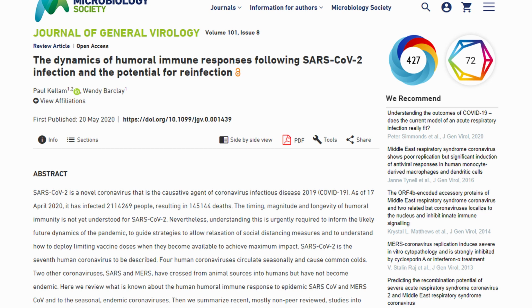The authors of a review published in the Journal of General Virology earlier this year summarized some of the data obtained in regard to antibody responses to SARS-CoV-2 infection. They then compared these data to what is known about antibody responses to the 6 other coronaviruses that cause infection in humans. Yes, there are other coronaviruses.